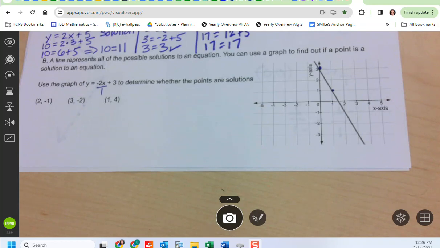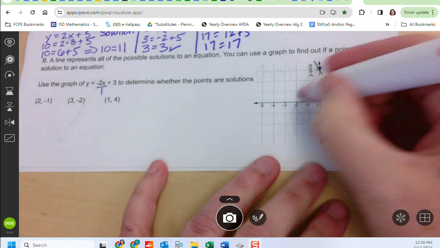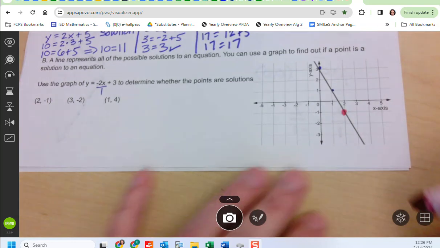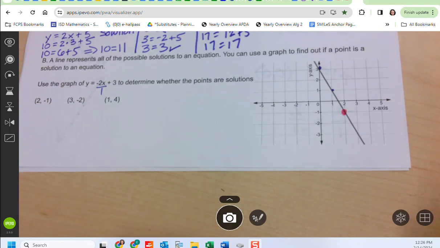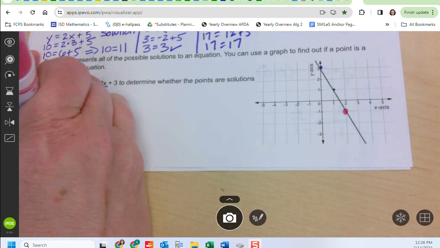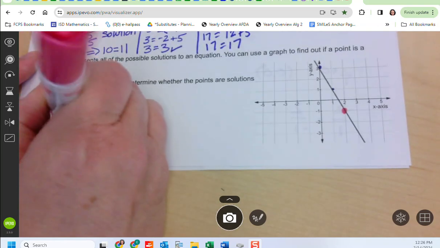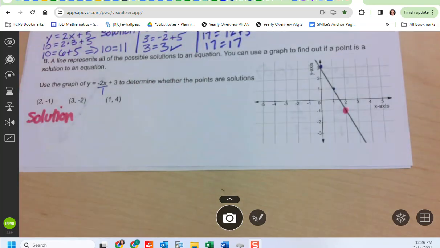First one is 2, -1. Let's find 2, -1. Is it on the line? Guys, I just graphed a point. I just asked you if it's on the line. Yes, it is. So 2, -1 is on the line, so it is a solution. Graph the other points and tell me if they are a solution or not a solution.